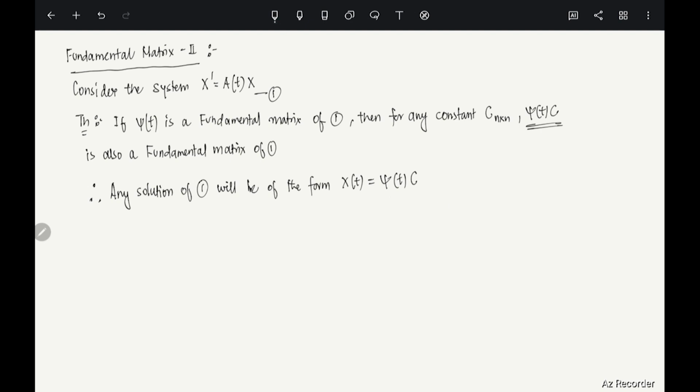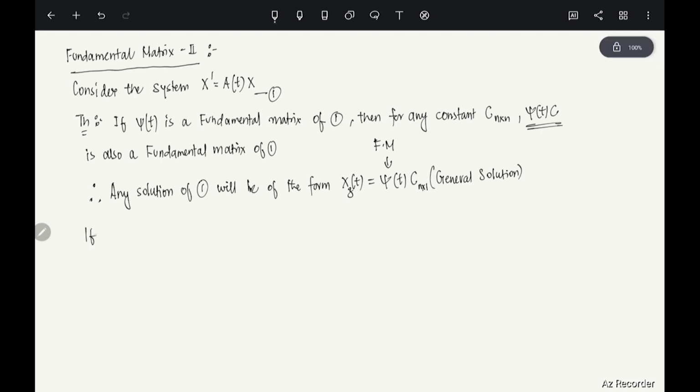Any solution will look like this, so that's a general solution. So basically we call such a thing a general solution. Let me write it as n cross 1, so there is no confusion. Of course this is the fundamental matrix, and so this is your general solution.